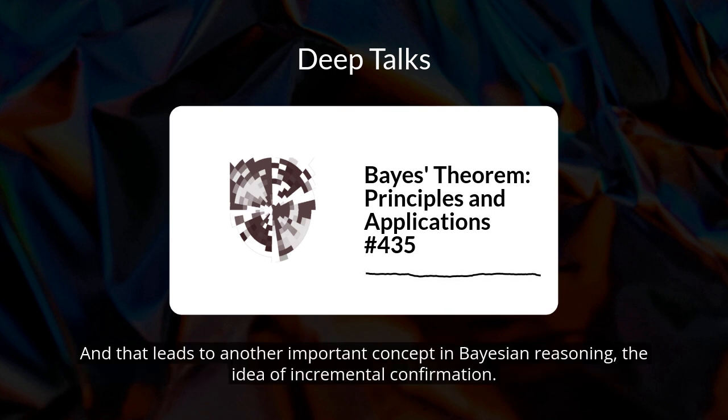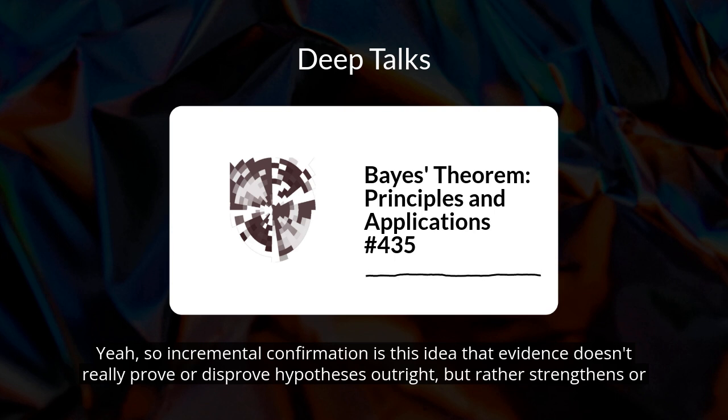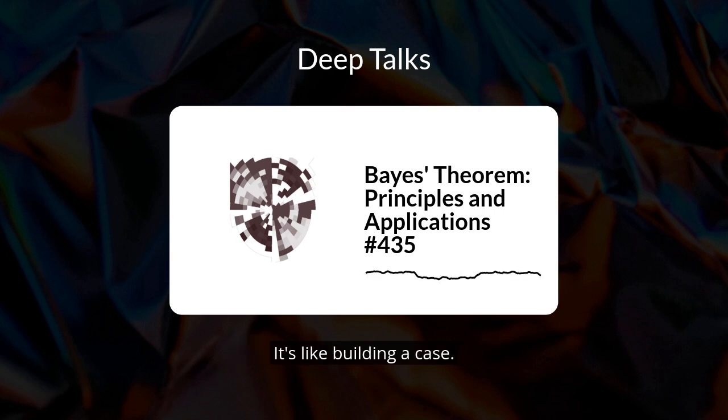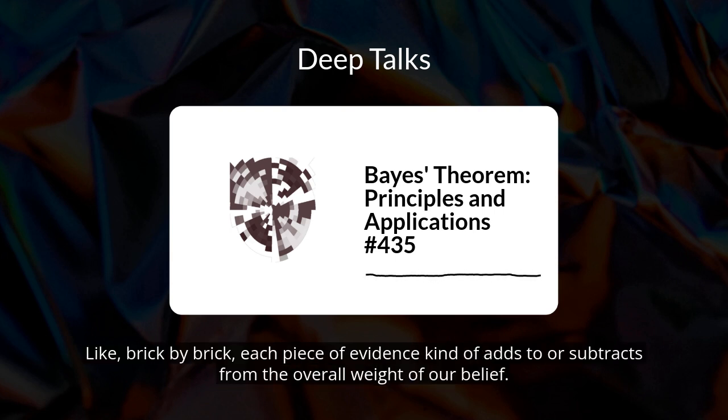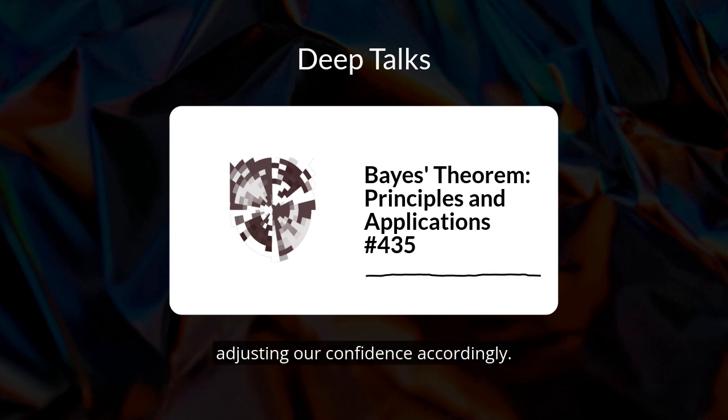Exactly. And that leads to another important concept in Bayesian reasoning, the idea of incremental confirmation. I've heard that term before, but I'm not totally sure I grasp the full meaning. Yeah, so incremental confirmation is the idea that evidence doesn't really prove or disprove hypotheses outright, but rather strengthens or weakens our confidence in them. It's like building a case brick by brick. Each piece of evidence adds to or subtracts from the overall weight of our belief. So instead of looking for a smoking gun that definitively proves our hypothesis, it's more about accumulating evidence over time and adjusting our confidence accordingly.